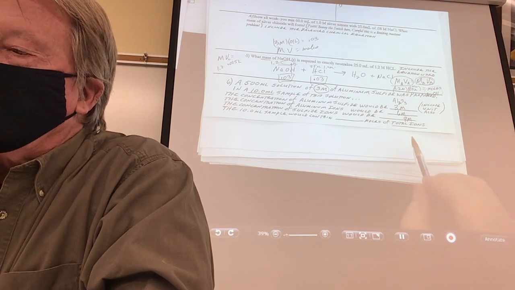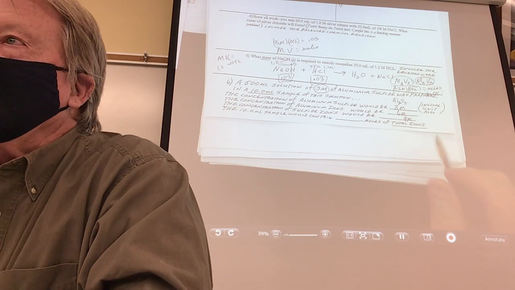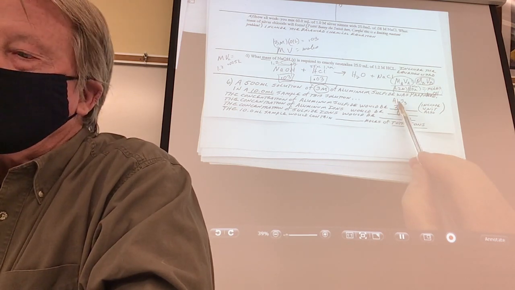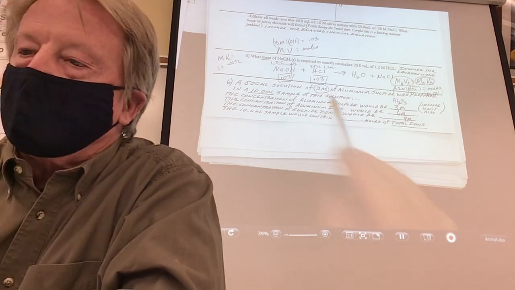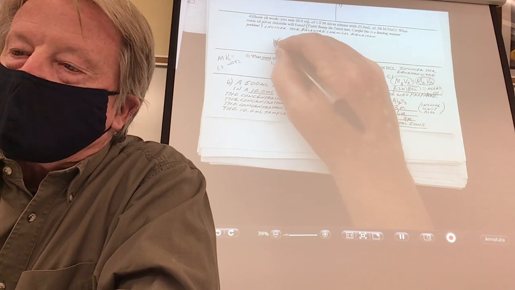What is the molarity of the total ions? For every one of these, there's 5. 5 times 3 is 15. So, my fault. So it's really 15 molar.